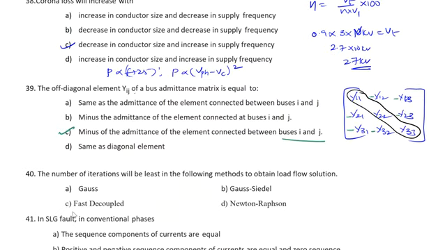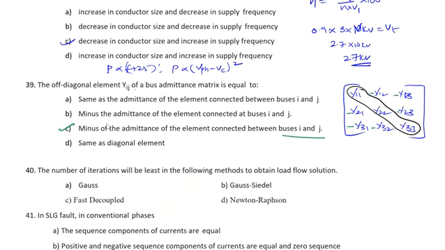Next one, 40th question here. Okay, so we are moving forward in the 40th question. And I collected these questions from various sources on the internet as well as the previous Assistant Engineer examinations of UPPCL and AP Transco and AP Genco papers. Okay. 40th question. The number of iterations will be least in the following methods to obtain the load flow solution.